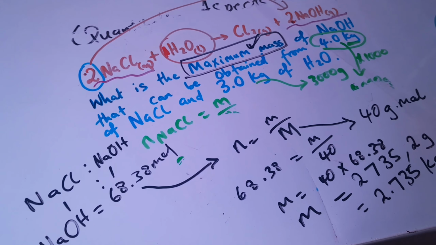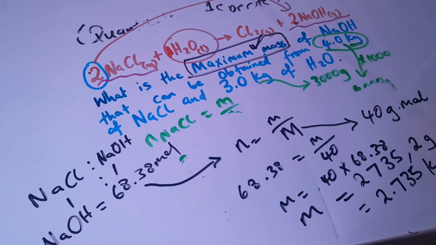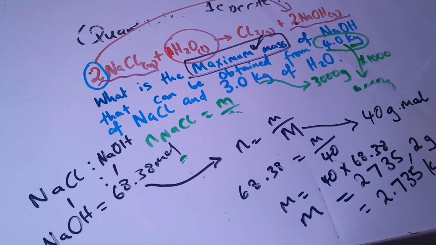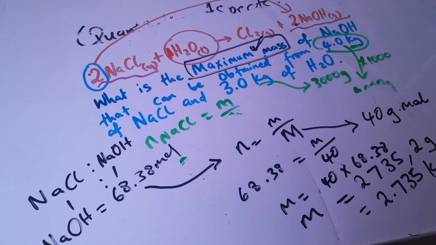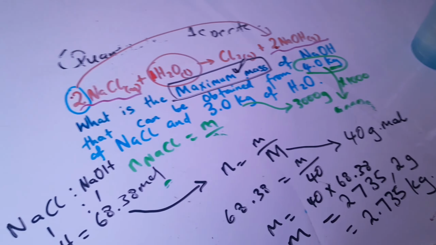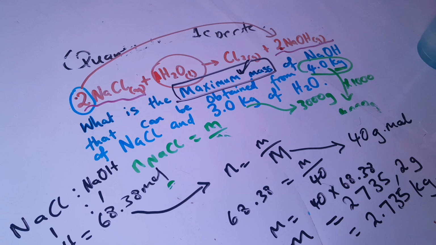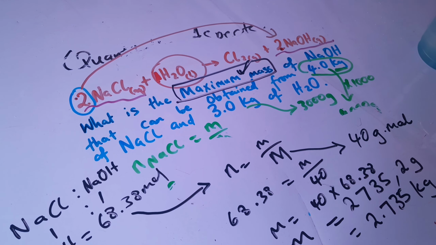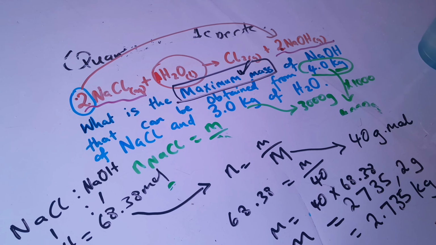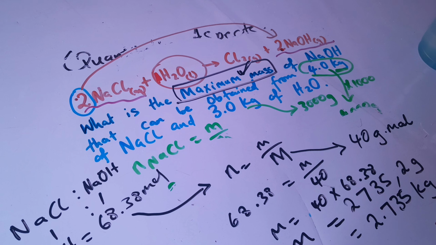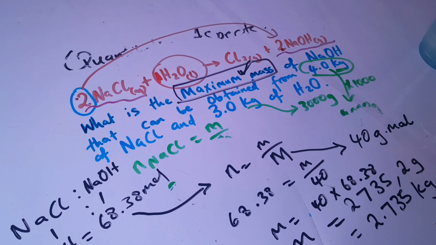So this is the maximum mass that you can create. We find the answer in grams, and if they ask you to give your answer in kgs, you just divide the grams by 1,000 to find your kgs. Is this making sense?